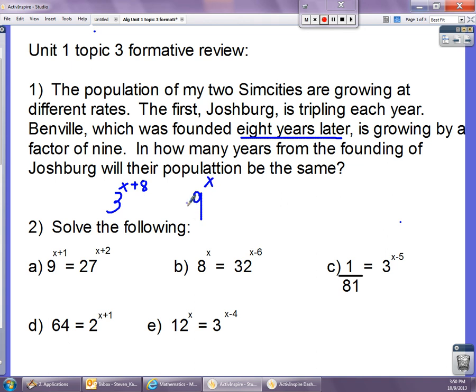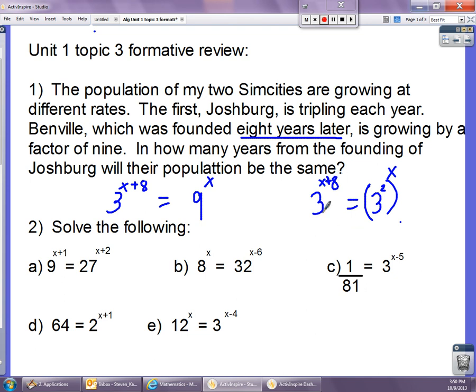And how many years after the founding of Joshburg will the population be the same? So I have to set them equal. When will they be the same? I have to write 9 as the same base as the 3. Instead of writing 9, I'm going to write 3 squared, to the x power, and then 3 to the x plus 8 power.